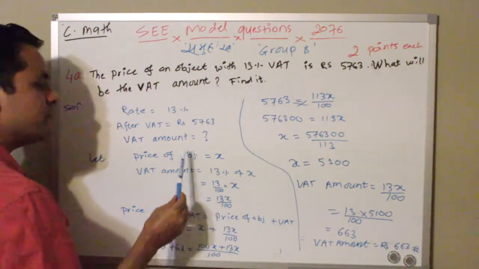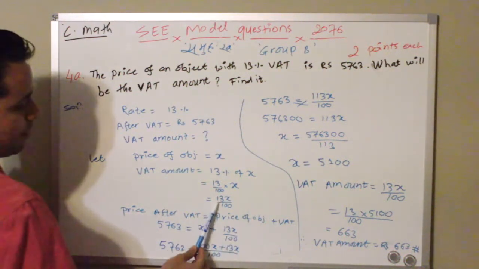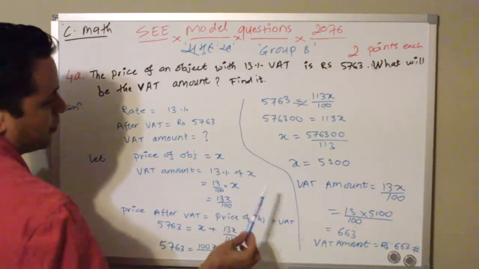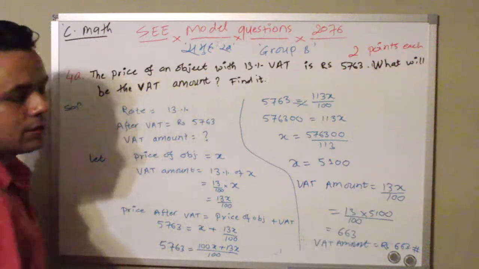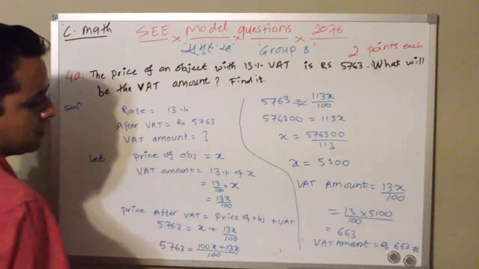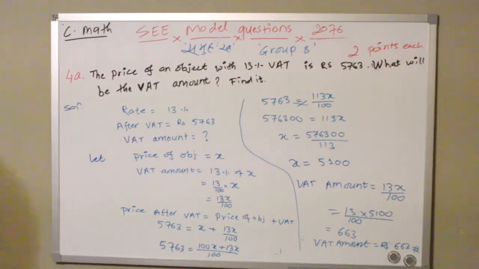That is the price of an object, not the VAT amount. You are looking for the VAT amount. So the VAT amount is down here, 13x over 100. Substitute the value 5100 down here. When I substituted the value, I got 663 as my answer. Yeah, that's your correct answer. Thank you.